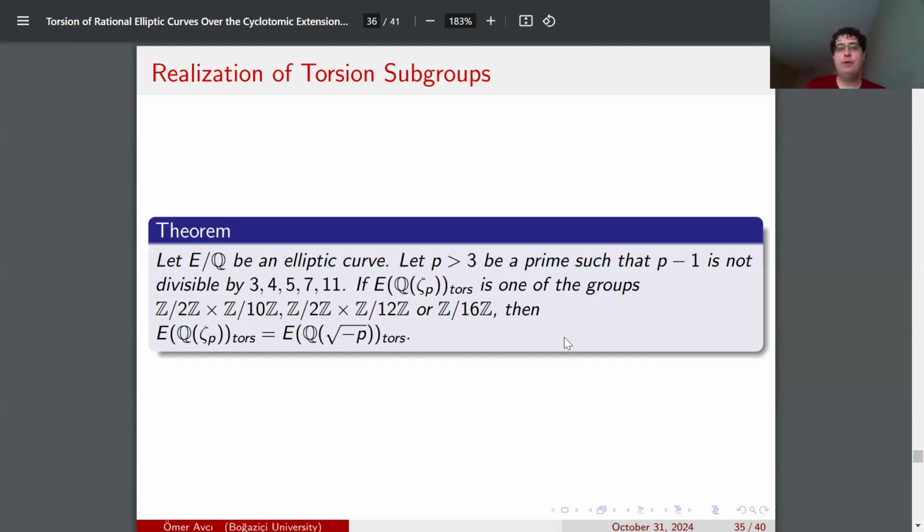Okay, the realization of torsion subgroups. So one important result I had was, under certain conditions, I prove all torsion will belong to only the torsion over Q adjoined the square root of minus P. So it is good because torsion over quadratic fields is somewhat studied. So we can use the results over them.